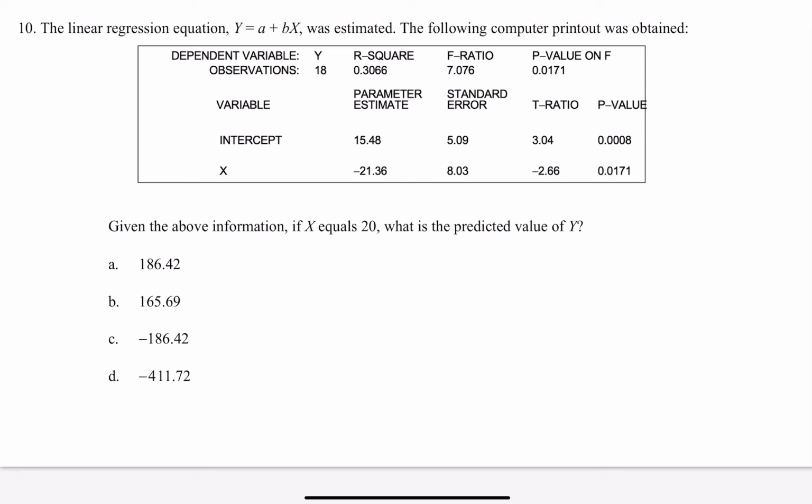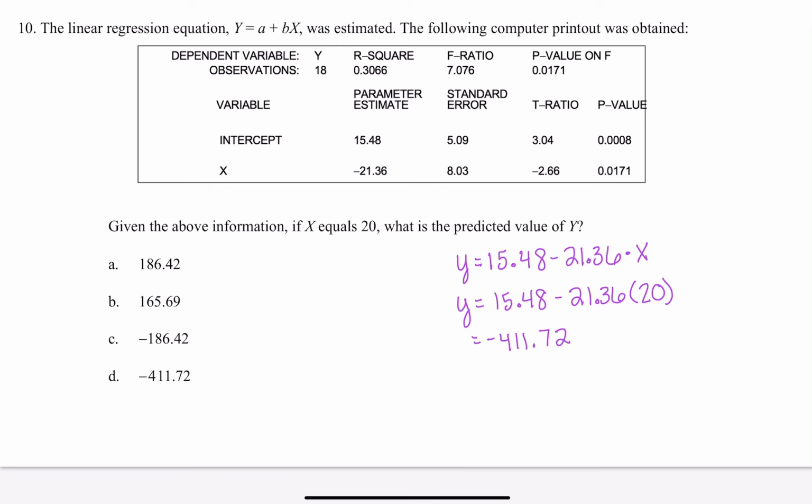Given the above information, if x equals 20, what is the predicted value? So, sorry about that. We're going to have our equation, which is y equals 15.48 minus 21.36 times x. So y equals 15.48 minus 21.36 times 20, which gives us negative 411.72, or D.